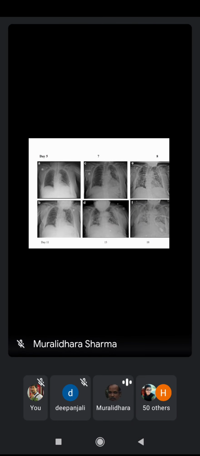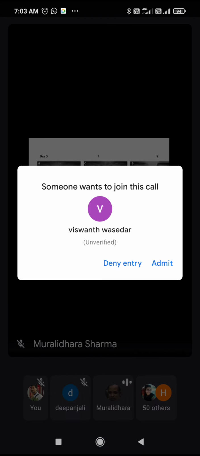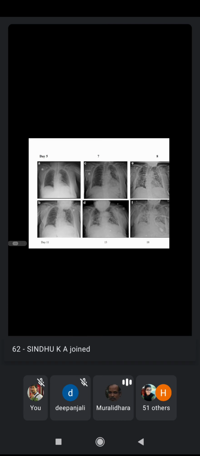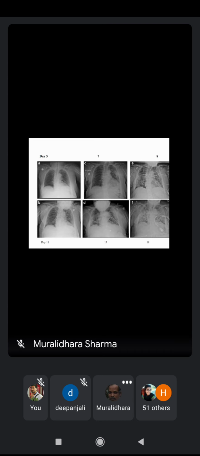Now, these are the sequence of X-rays of the same patient: day 5, day 7, 8, 10, 11, 13, and 18. By the 18th day, you have all the phenomena in the lung. This patient is in ICU, and hence you will have these extra tubes and so on. There are extensive patchy lesions and consolidation, and then of course the interstitial phenomena have also occurred, and fibrosis also. So you have all three phenomena.